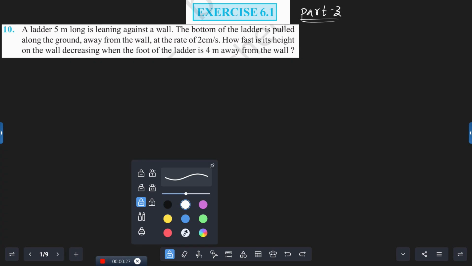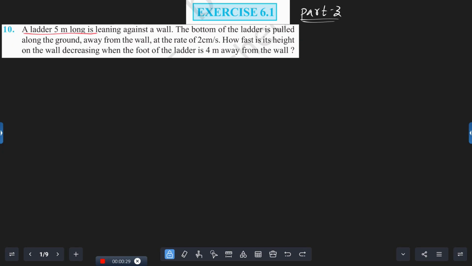Listen, ma. A ladder 5-meter long is leaning against the wall. So there is a ground, and this is the wall. Wall means it will be at 90 degrees to the ground, and the ladder is leaning against the wall. The ladder will be like this. This is the ladder, and the ladder length they gave is 5-meter long. The bottom of the ladder is pulled along the ground away from the wall.